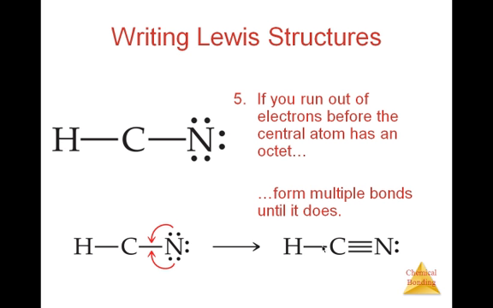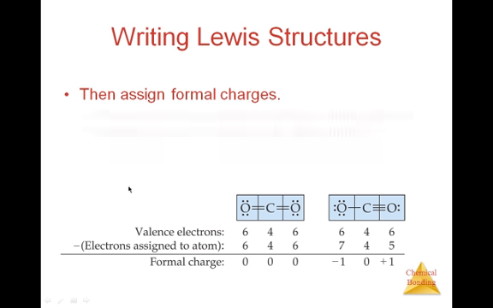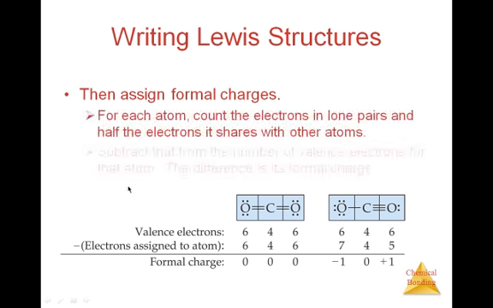So carbon, I'm going to count each stick next to it. I have 1, 2, 3, 4 sticks. Each stick is 2 electrons, so that's 8 valence electrons. That's the octet. For nitrogen, it's got a pair here and then 3 sticks. Each stick is 2 electrons, so 2, 4, 6, 8. Nitrogen has an octet. Then there's this thing called formal charges.